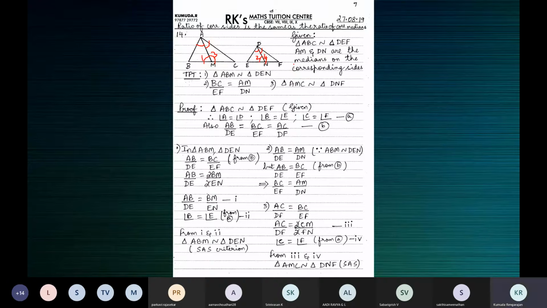Arnav, at which point are you asking me this question? After we prove the first one? No, ma'am, just a random question. You were saying bisected. That's why I just thought of it. Yes, see, this angle will be equal to this angle after you prove that these two triangles are similar, not when we start the proof. When we are trying to prove this, they are not equal. Got it, ma'am.